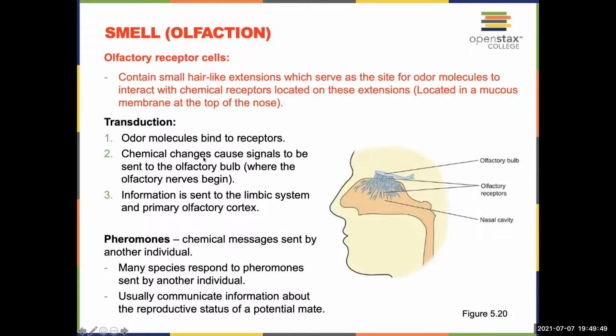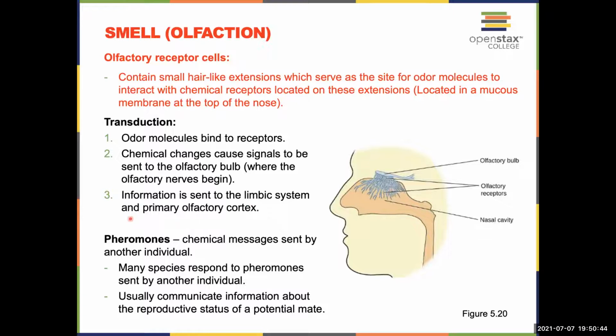All right, so now we're on to smell or olfaction. And here you see this diagram. I'm going to turn on my laser pointer. Here's the olfactory bulb, right? And this is where all the nerves go back and provide information in the brain. And then these are your olfactory receptors, right? Which are these hair-like structures or extensions that serve as the site for odor molecules, right? In order to interact and to bind with them, right? So again, just like with taste, it's chemical changes that cause the signals to be sent to the olfactory bulb where the olfactory nerve actually begins.